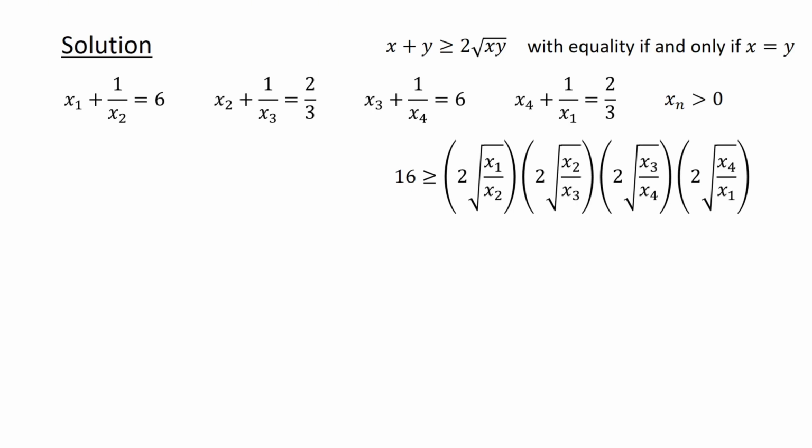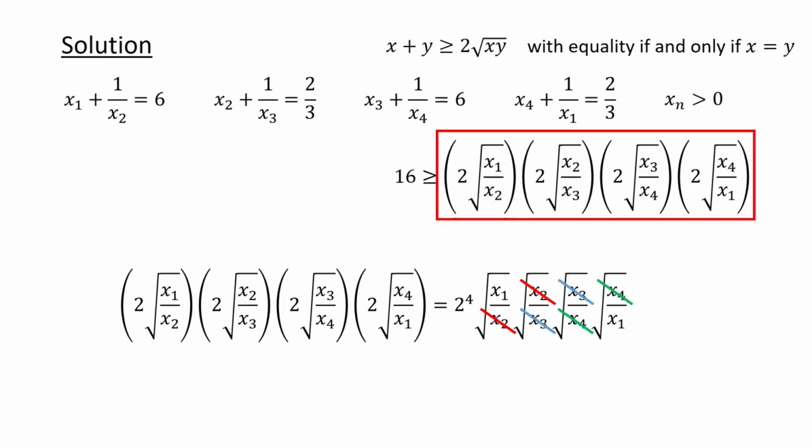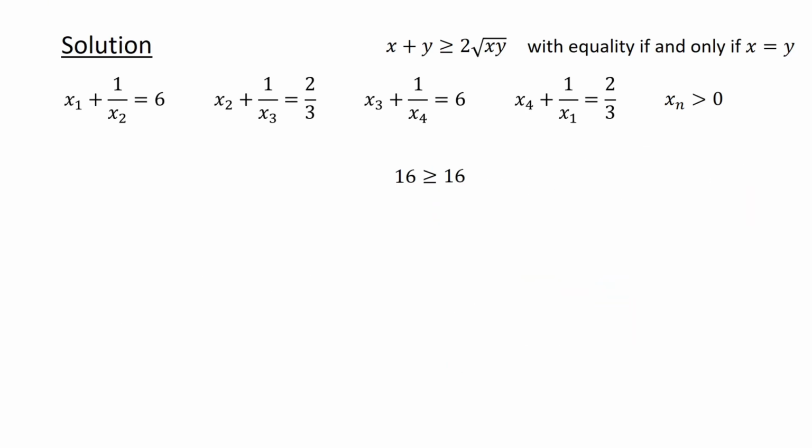With the left-hand side equal to 16, we now examine the right-hand side of the inequality. The 4 copies of 2 give us 2 to the power of 4, while the x2s cancel each other out, and similarly the x3s, the x4s, and the x1s cancel each other out. This leaves us with 2 to the power of 4, which equals 16. Therefore, the right-hand side also equals 16, and the inequality is in fact an equality.